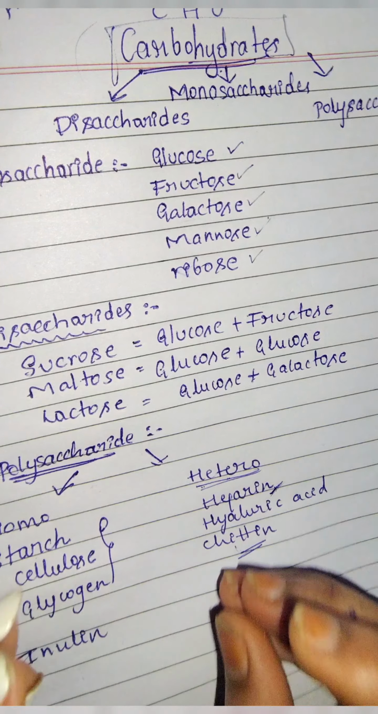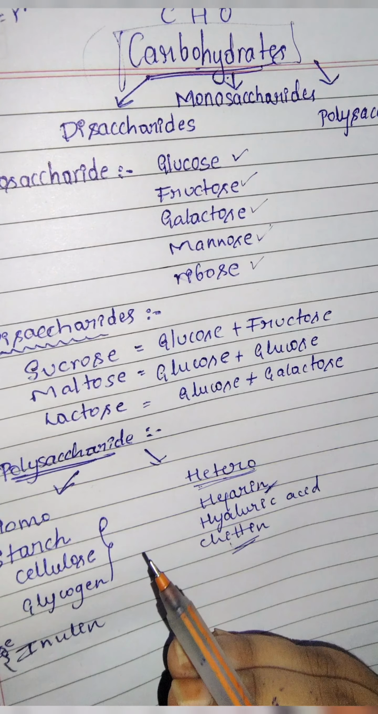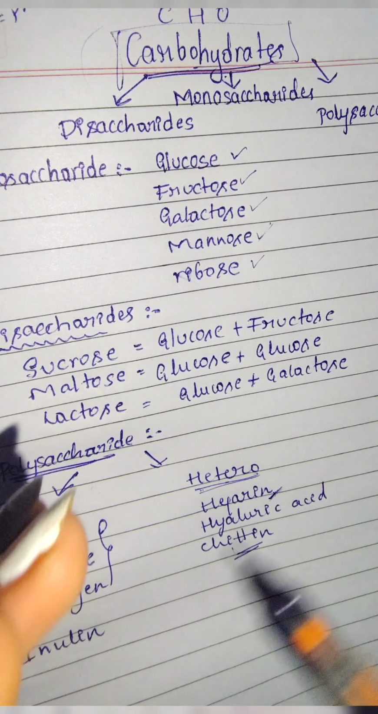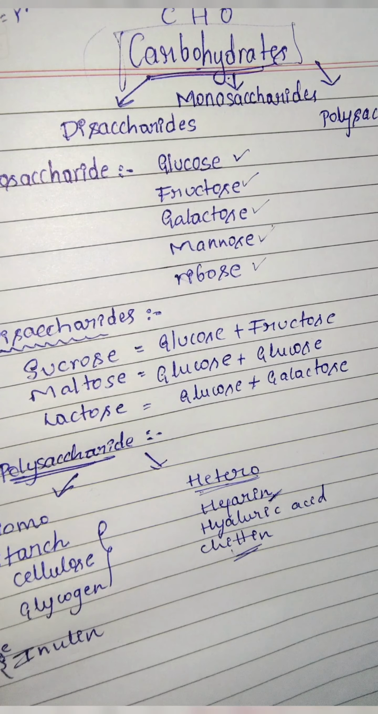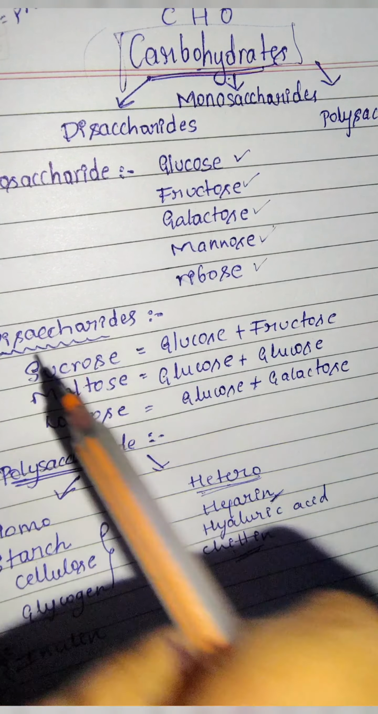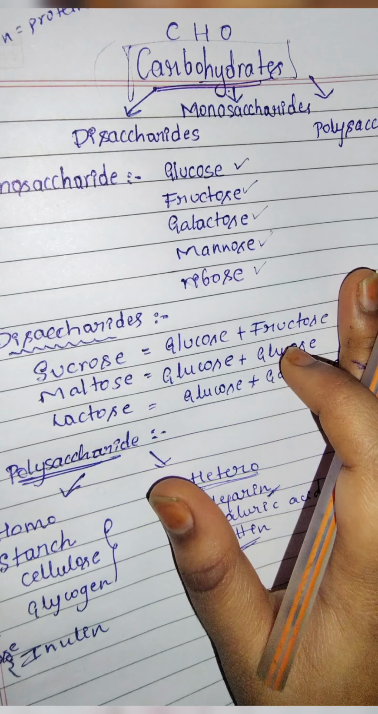See, why I give you this is, whenever you're learning some concepts, first know the basic things, then you will get much stronger in those concepts. So this was about the classification. Now, as I told, let me show you how to write the structure of glucose, both the Fischer projection as well as the Haworth structure.